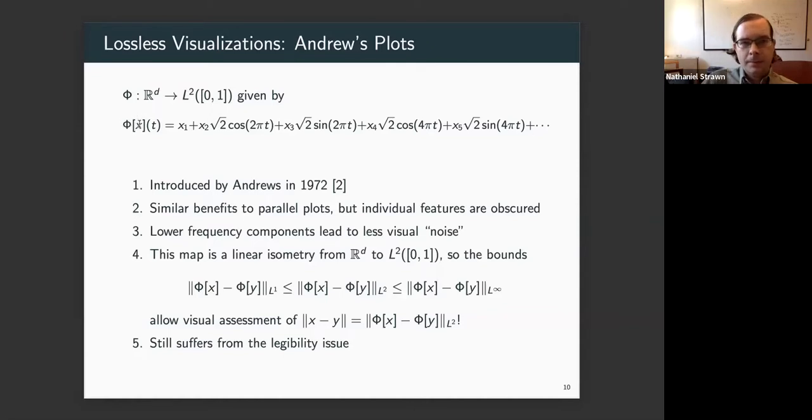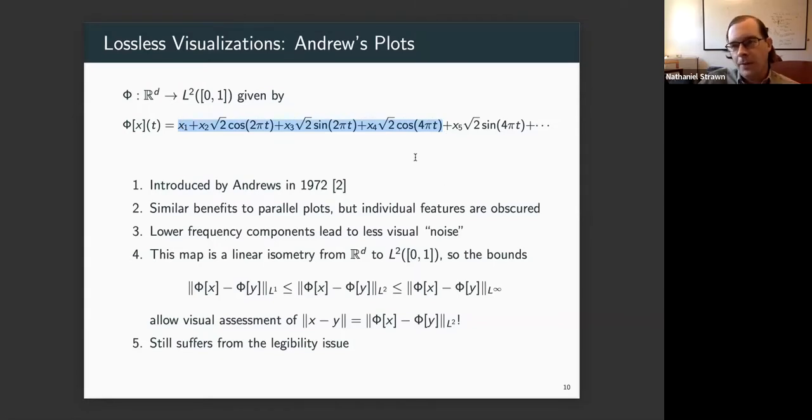Phi of x evaluated at a time point t, where t is from 0 to 1, is going to be simply x1, the first coordinate, plus x2 times the first member of a real Fourier basis, plus x3 times the next member of the Fourier basis, and so on and so forth. I just increase the frequencies. And for the 4-dimensional data that we've been looking at, the map would just be this.